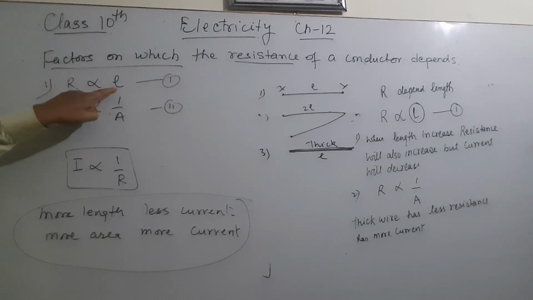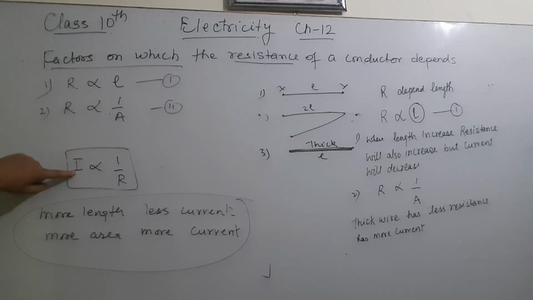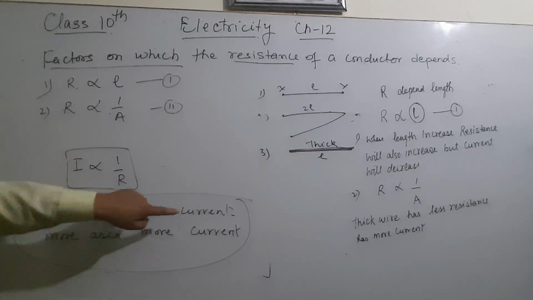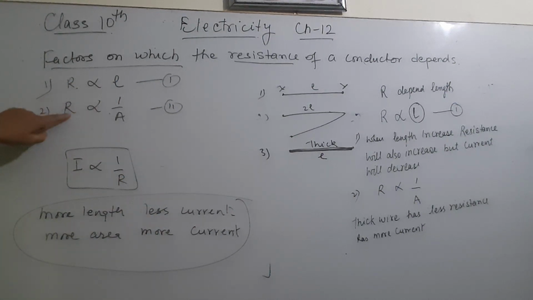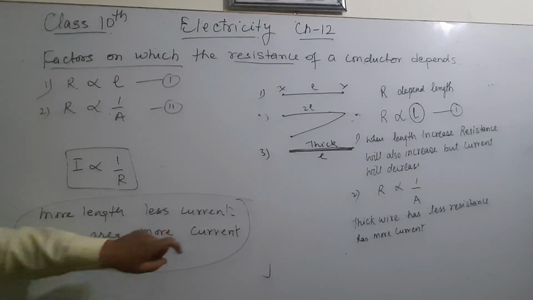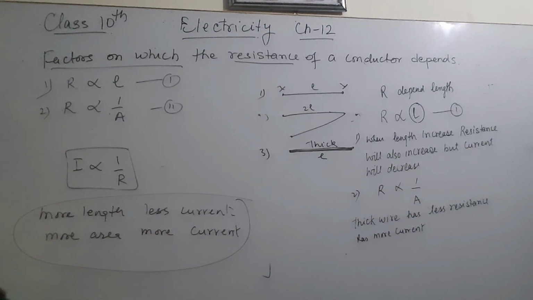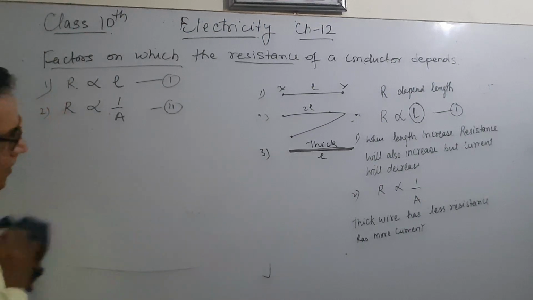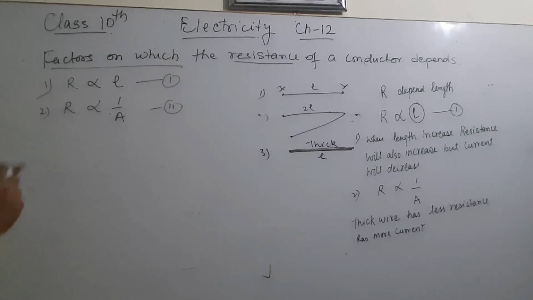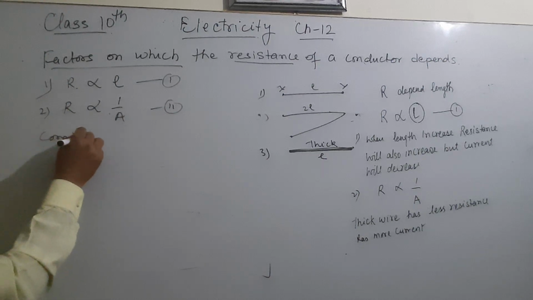Same again: more length, more resistance means less current. More length, less current. More area, less resistance, more current. More area, more current. Less area, less current. And now we combine these, the combining equation.